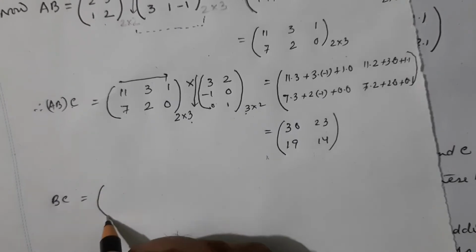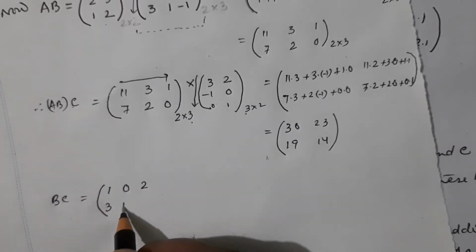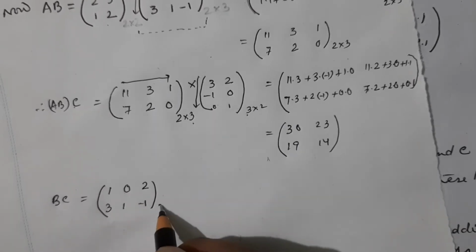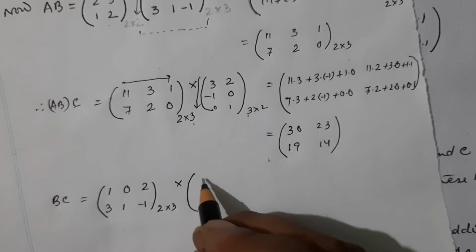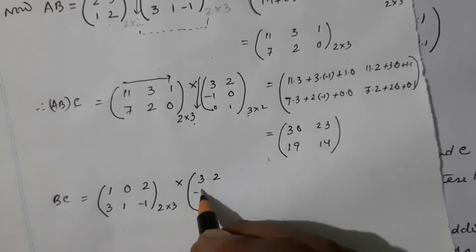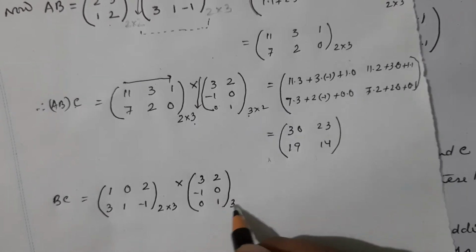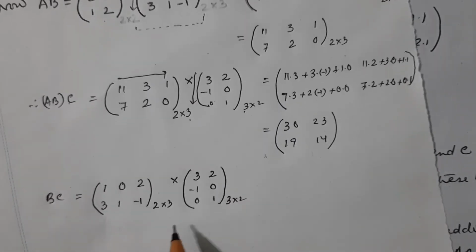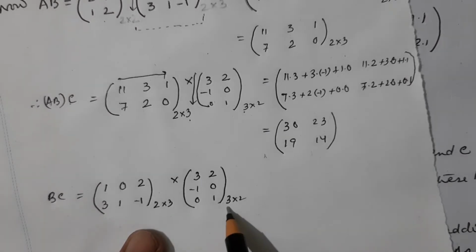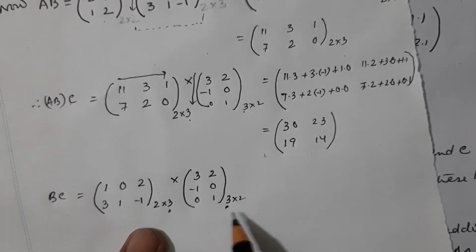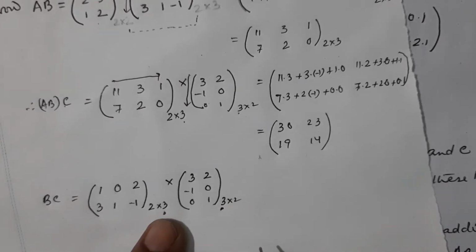B equals 1, 0, 2, 3, 1, minus 1. This is a matrix of 2 cross 3. And C matrix is 3, 2, minus 1, 0, 0, 1. This is a matrix of 3 cross 2. Here the number of columns of the first matrix is equal to the number of rows of the second matrix. So these two matrices B and C are conformable for multiplication.